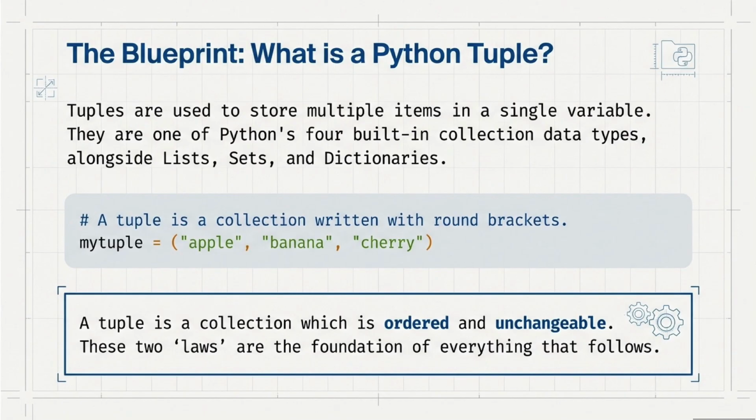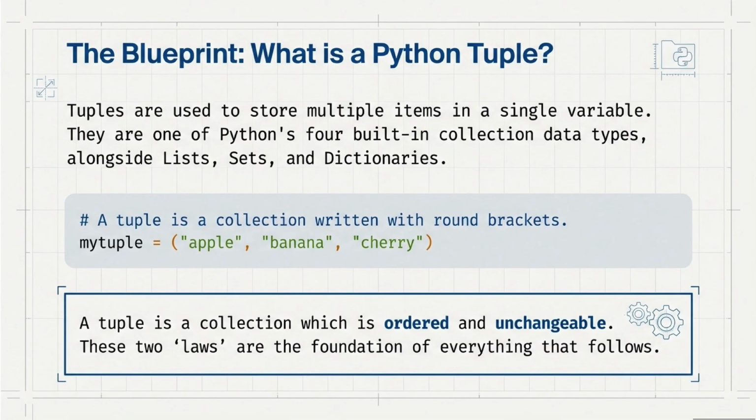What makes tuples fundamentally different is immutability. Once a tuple is created, its contents cannot be altered. You cannot replace banana with mango, and you cannot add a new fruit to the tuple. Any attempt to do so will raise an error. This unchangeable nature is not a limitation, it is a design strength.